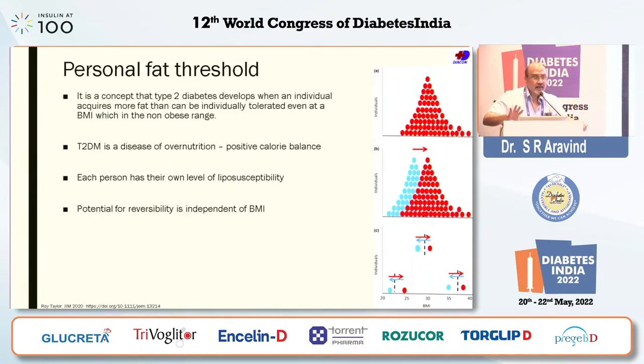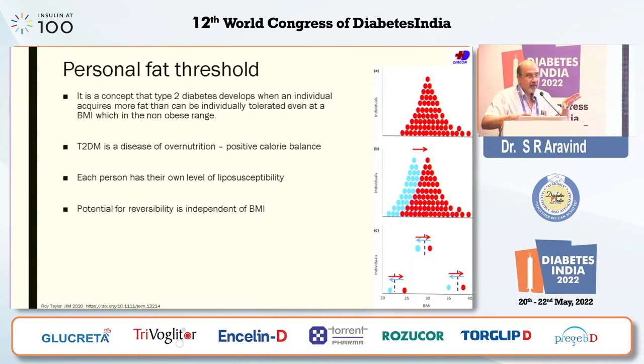Now, on the scatter graph on the right side, right on top, only the red dots. Now, the middle one, what you see in the blue here, is the same set of patients as the first set before they put on weight.